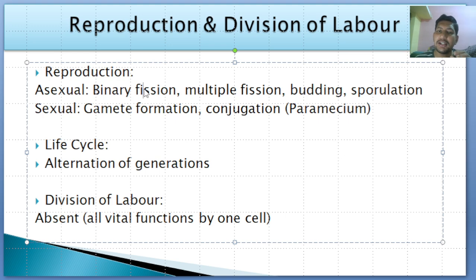In multiple fission, the parent cell divides and produces many offspring. Multiple means many or more. So if the parent cell produces two daughter cells, it is binary fission. If the parent cell produces many daughter cells, it is called multiple fission, and it occurs in lower organisms like protozoans, protists, etc. Budding: a small bud-like structure develops on the parent body. Initially it is attached to the parent body and later it gets separated.